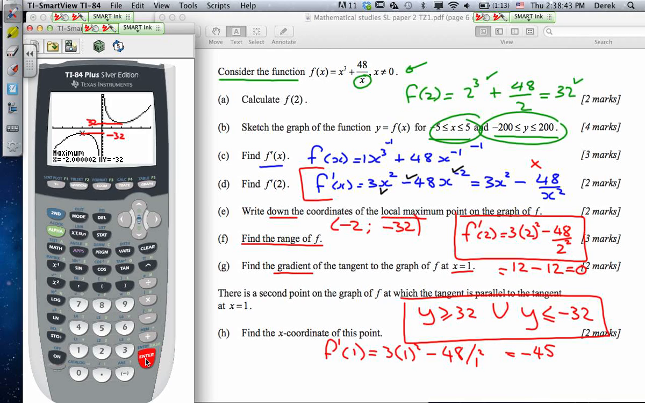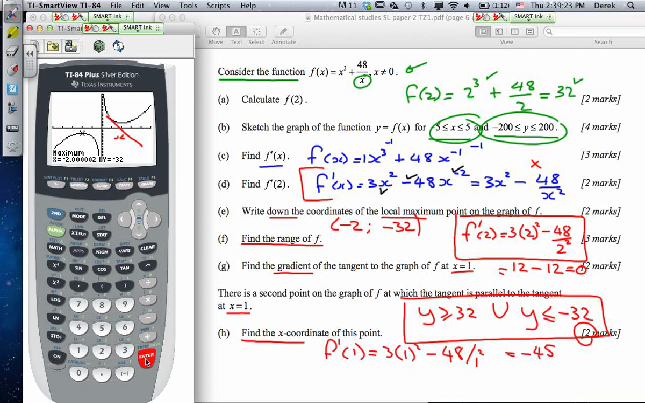And then find this over here. There is a second point in the graph of f at which the tangent is parallel to the tangent at x equal to 1. Find the x coordinate of this point. So we've got that at x is equal to 1, over there we've got a tangent, and the gradient of that tangent is equal to negative 45.